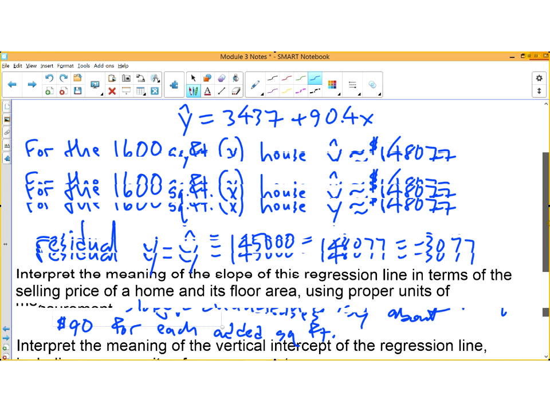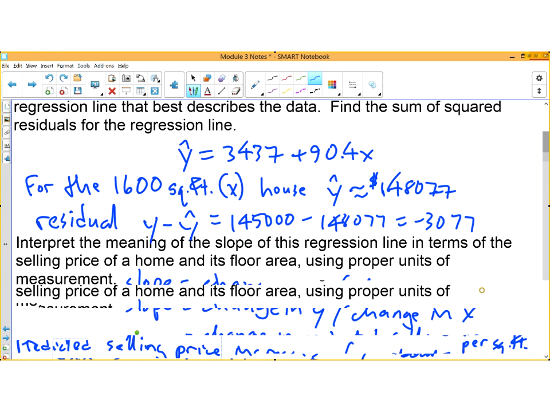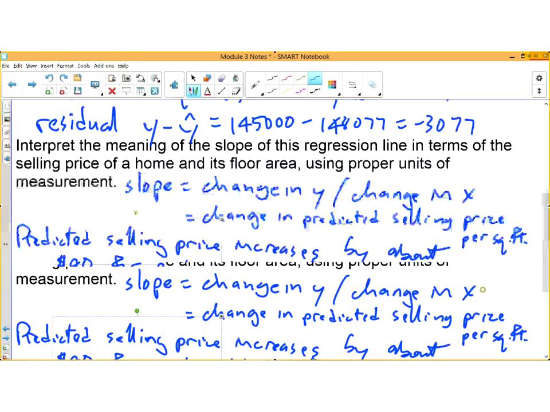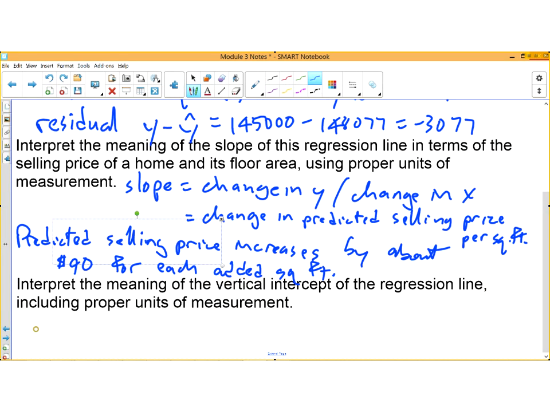Okay. What about the vertical intercept? You may remember from your algebra classes that the y-intercept, or vertical intercept, is where it crosses the y-axis, but in terms of the coordinates, that's where x is 0. So this basically says a 0 square foot house sells for $3,437. So I'll write that, but then I'm going to mention something about that.